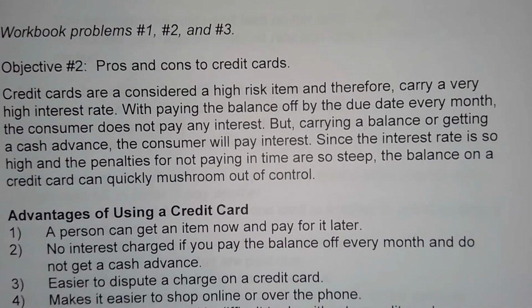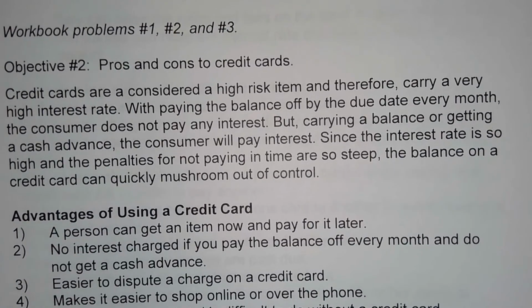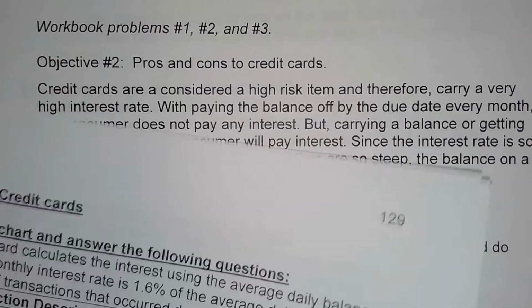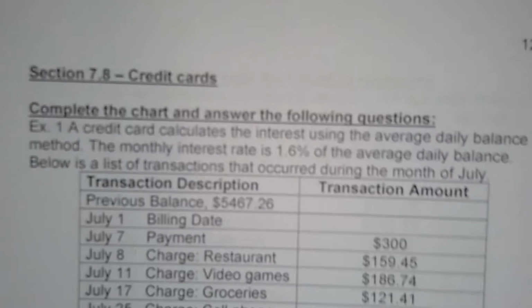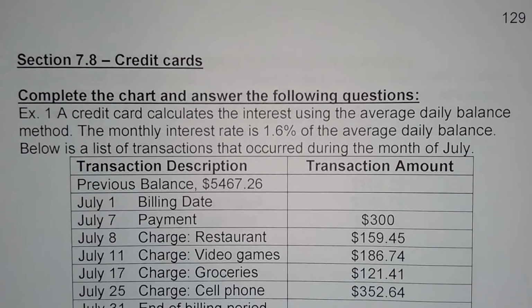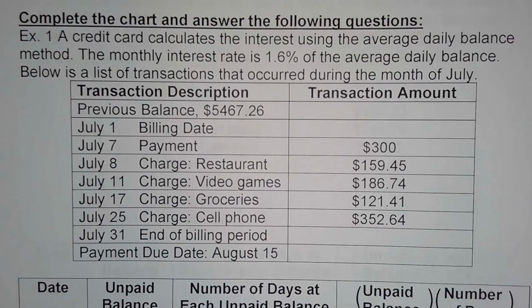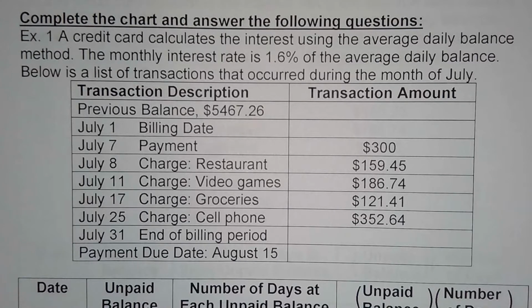So with that in mind, let's go to our workbook and take a look at problem number 1. We're on page 129. A credit card calculates the interest using the average daily balance method. The monthly rate is 1.6% of the average daily balance. Below is a list of transactions that occurred during the month of July. So you want to make sure you have your calculator handy when we do this.